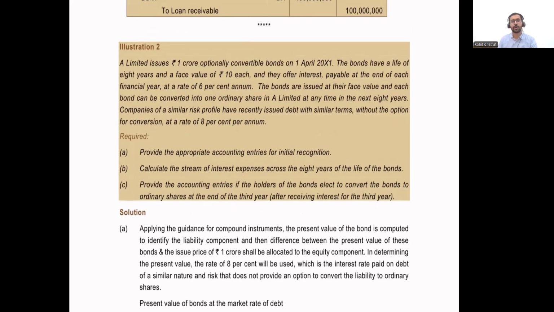This is a question from the comprehensive illustrations section of financial instruments, illustration number 2. After the chapter, you have a separate section called comprehensive illustrations, and this is illustration number 2.